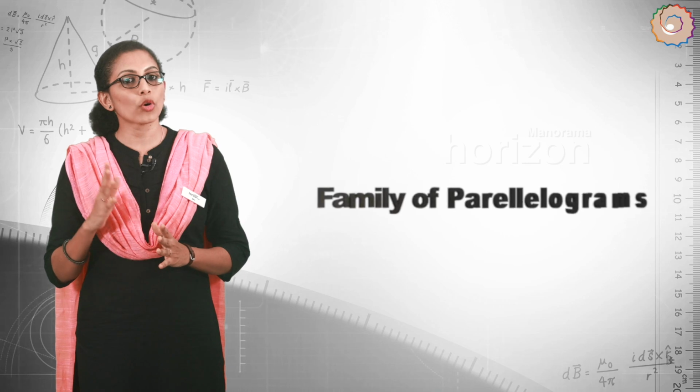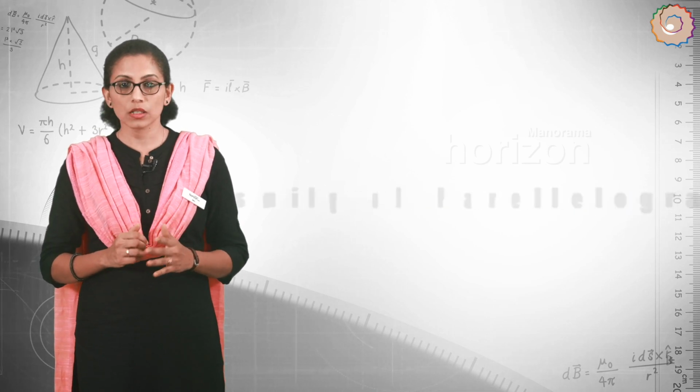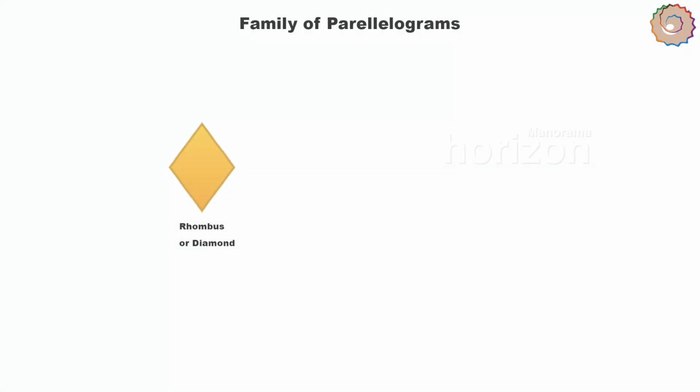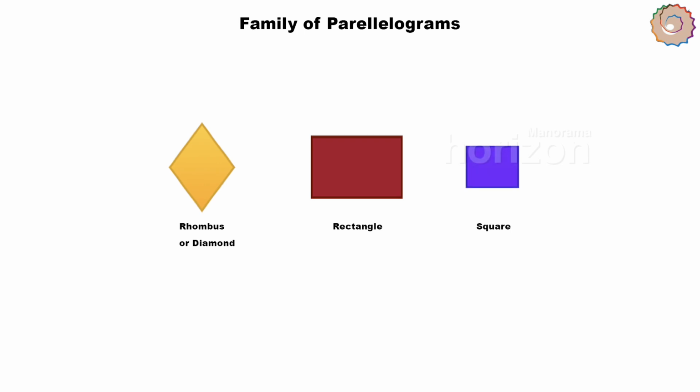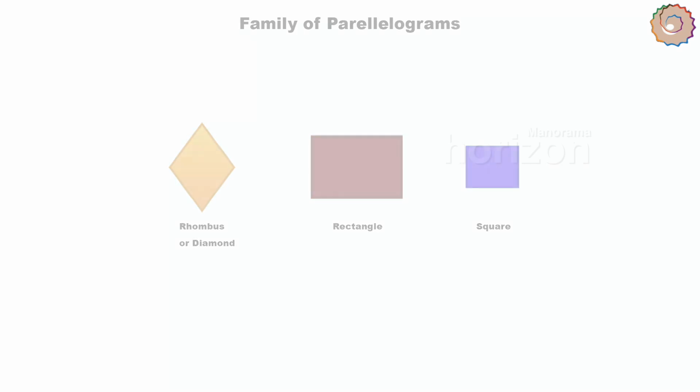Next, we will discuss the family of parallelograms. First one, rhombus, or it is sometimes called a diamond, a parallelogram with 4 equal sides. Next is a rectangle, a parallelogram with opposite sides equal and 4 equal angles. Third one, square, a parallelogram with 4 equal sides and 4 equal angles.